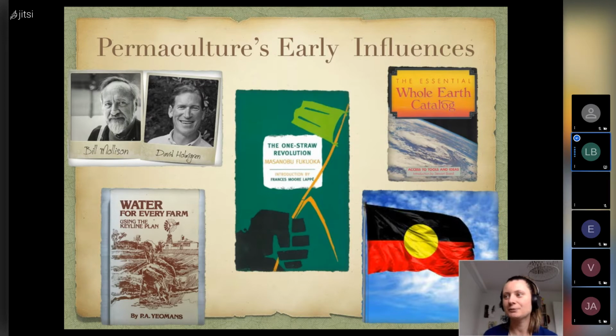And so P.A. Yeomans was the founder of this concept called key line design, which captures water at certain key points in the landscape. And it's still very much used today. And he was a very strong advocate for designing sustainable water systems that regenerated earth and landscapes.